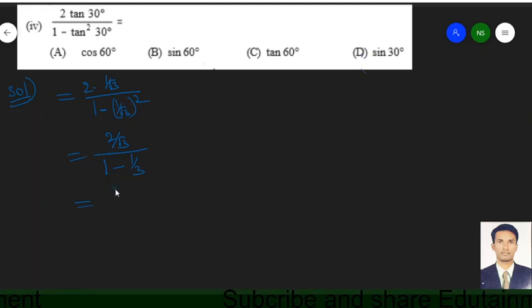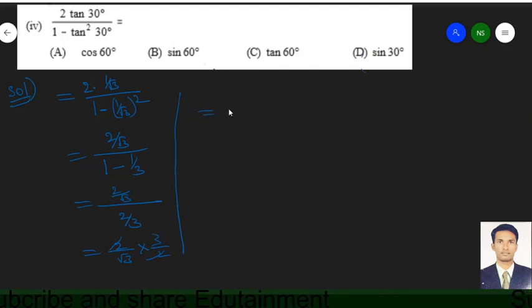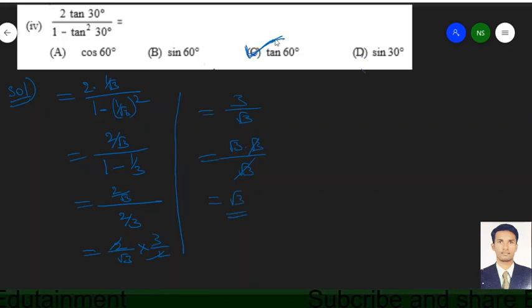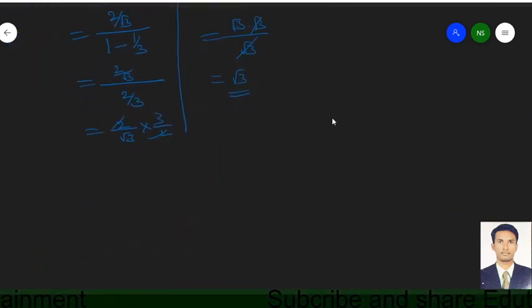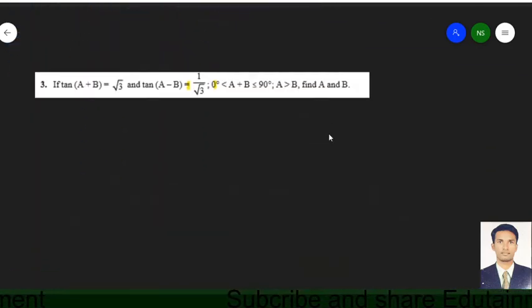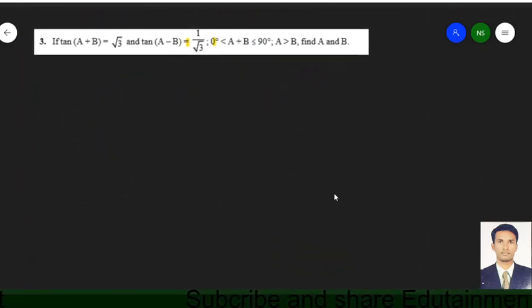Then let us simplify. 2 by root 3 whole divided by 3 minus 1, 2 by 3. Okay, now we can write like this: 2 by root 3 into 3 by 2, these two cancel here, so we are getting 3 by root 3, and again this 3 can be written as root 3 into root 3 divided by root 3, so these two cancel here and we'll get finally root 3. Actually this root 3 is equals to tan 60. Okay, let's move to next question, and this is the last question, I think.